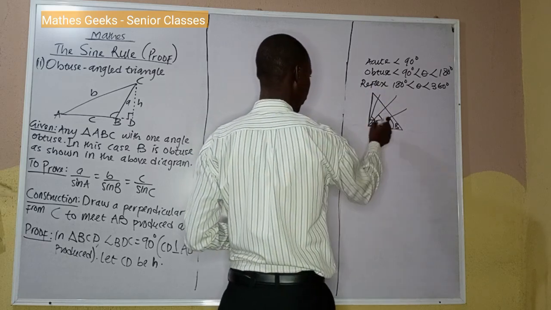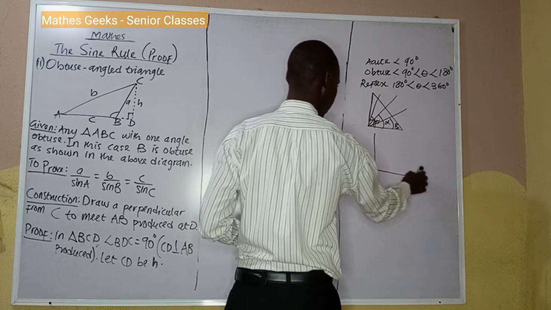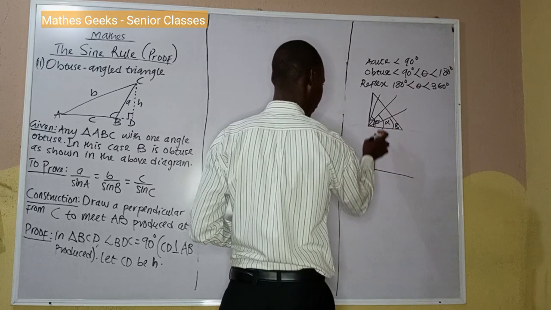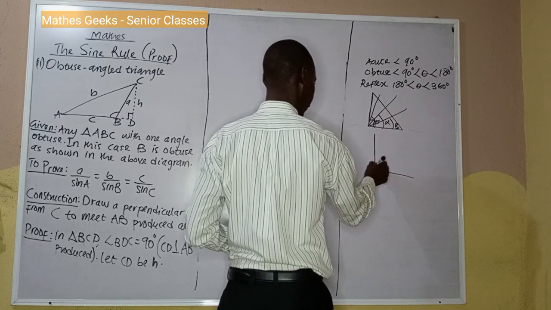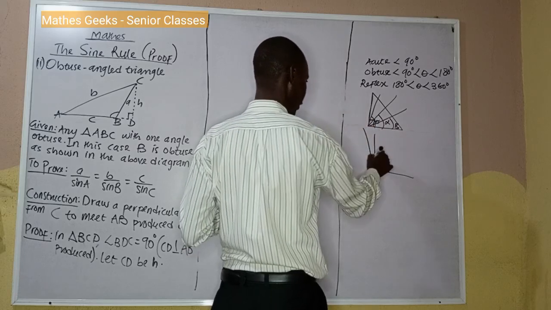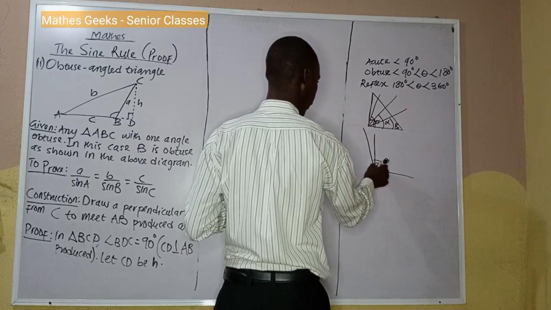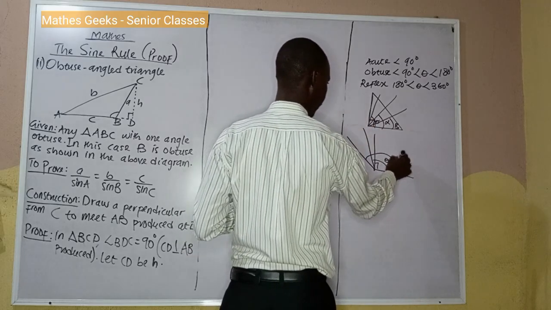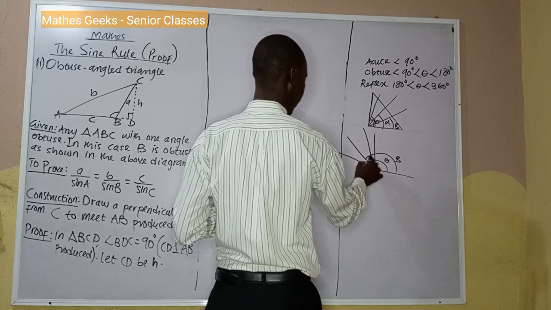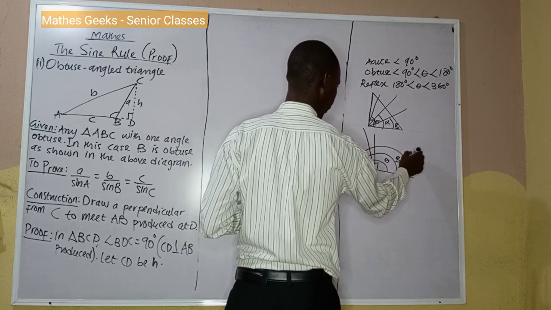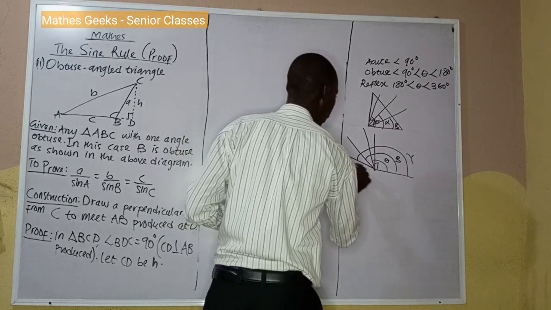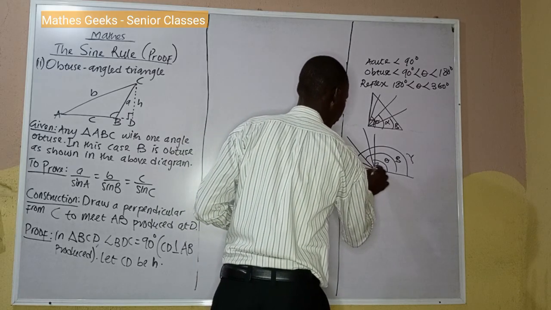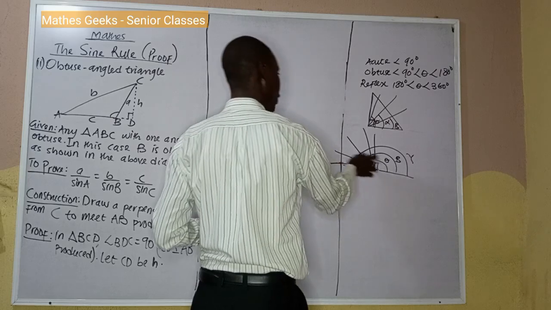Then obtuse angles, as once the angle gets beyond this 90 degrees, this is 90 degrees exactly. So if we have 91, 98, the theta, and then it comes like this, let's say beta, then we have something like this, and let's say this is gamma, whatever it is, as long as it doesn't exceed the angle on a straight line, which is equal to 180 degrees.